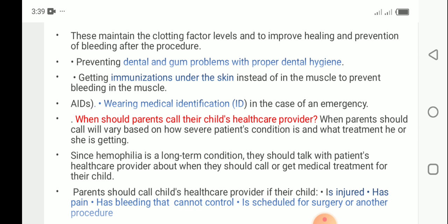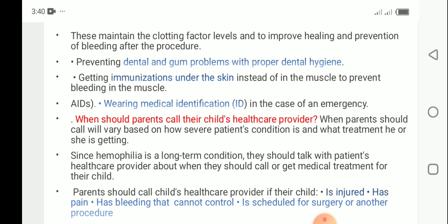When should parents call their children's health provider? This is an emergency condition. When there is more bleeding, the patient usually goes into shock and collapse. The patient goes into hypothermia and dehydration also. In these conditions, even if the mother or father takes care, sometimes there will be bleeding. When parents should call varies based on the patient's condition and what treatment he or she is getting; they have to know.